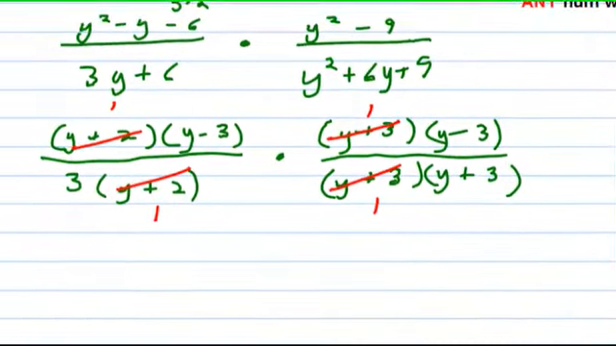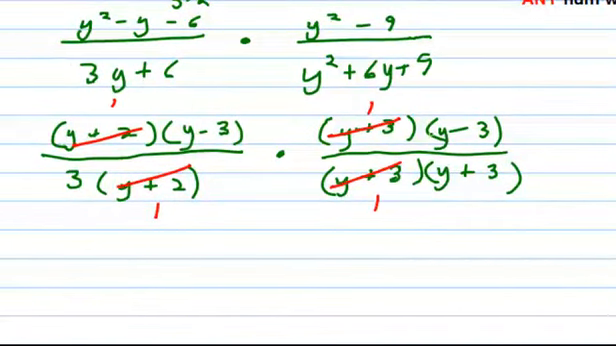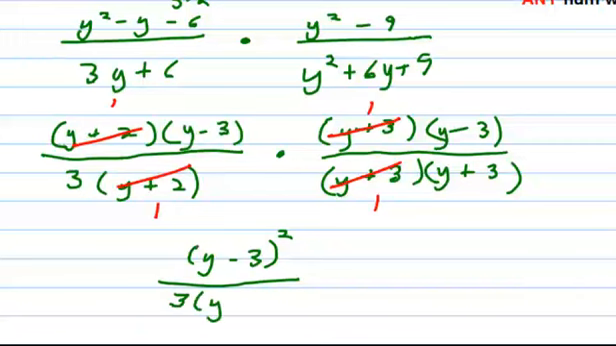So what are we left with? Well, we have 2 factors of y minus 3 in the numerator. We could write it out as y minus 3 times y minus 3, or we can write it as y minus 3 squared. Either way is acceptable. In the denominator, we have 3 times y plus 3. And we are done.